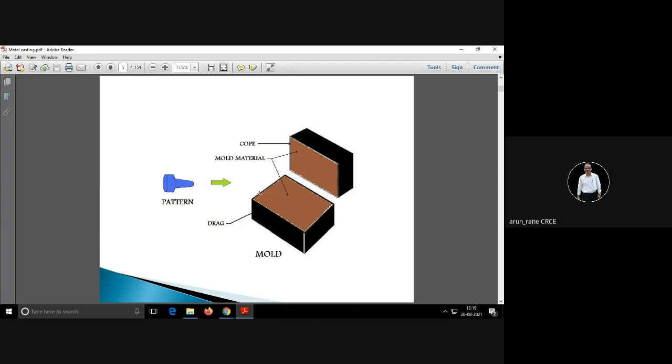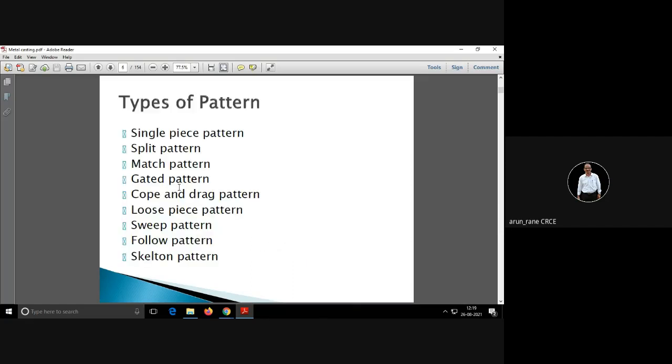So you have a box like this in which you are keeping a pattern. Okay, and these are the different types of pattern. Again, this is very important from examination point of view. Explain different types of patterns and explain any one in detail. In this case, you have to just state these patterns, that is single piece pattern, split pattern, match plate pattern, weighted pattern, and you have to explain any one pattern with the diagram.